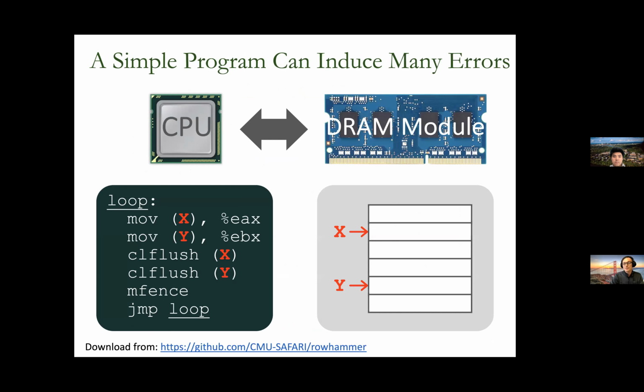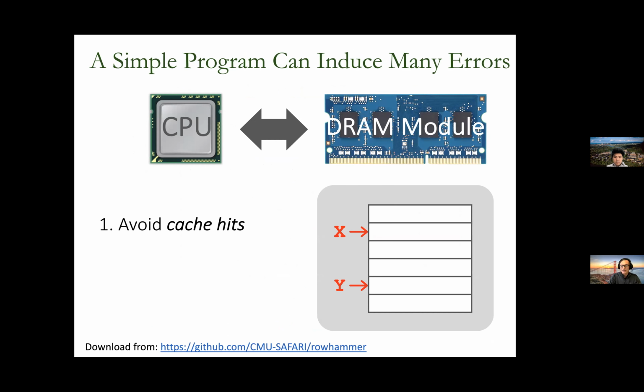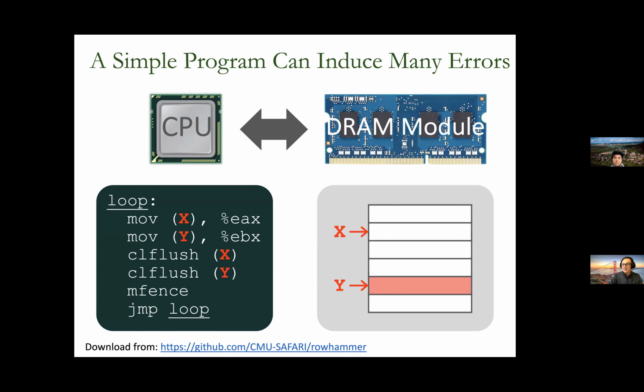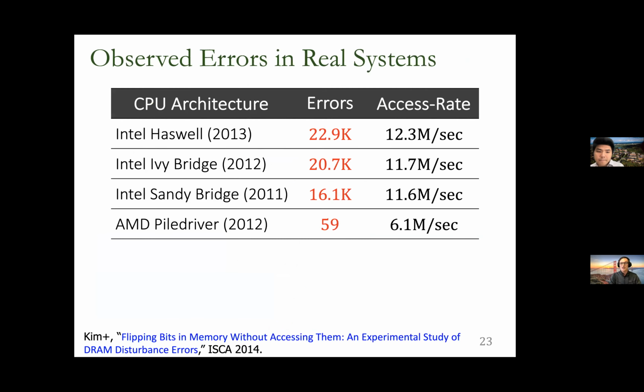And what is worse about this is now a simple program can induce many errors. You can write an assembly program like this. This is what we released when we actually wrote our paper. And what this program does is basically it accesses rows X and Y in a single DRAM bank. And if the chip is vulnerable, hopefully you'll get bit flips. This is not the worst program you can write. You can actually write much worse programs, as later folks showed. But our proof of concept at the time showed that this is a real reliability and security issue.